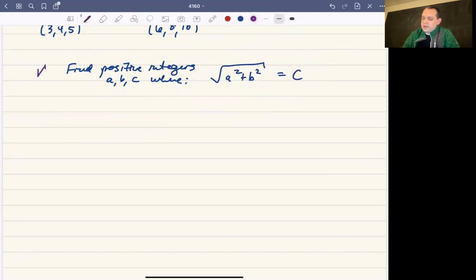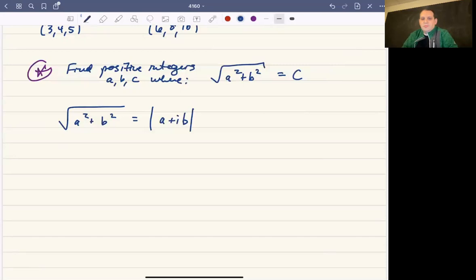And if we think about this quantity here, the square root of a squared plus b squared, it is something that we've seen before. It turns out that the square root of a squared plus b squared is the modulus of the complex number a plus bi. So this recasts the problem slightly into thinking about what are the complex numbers a plus bi, where a and b are positive integers, and where their modulus, in other words, the distance from that complex point in the complex plane to the origin, should be an integer.